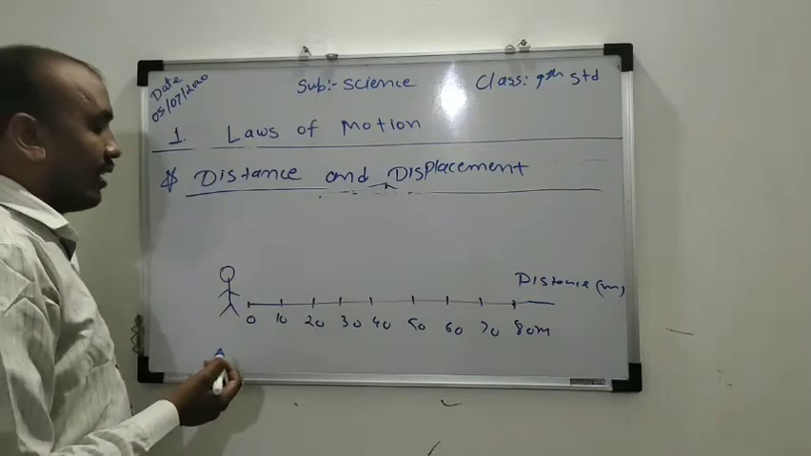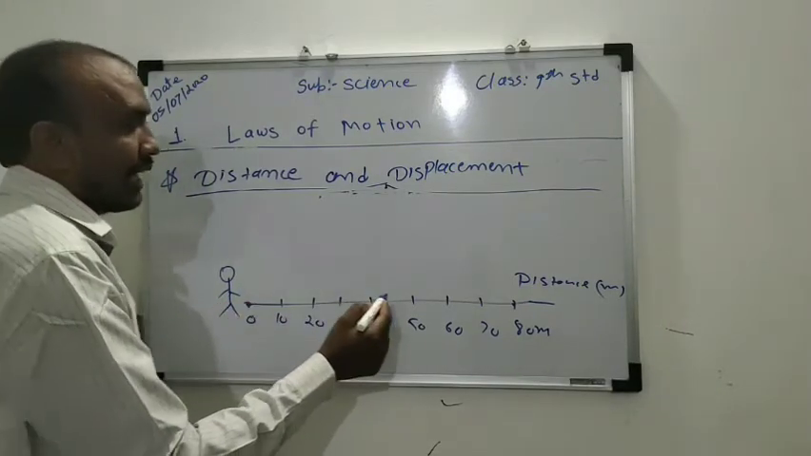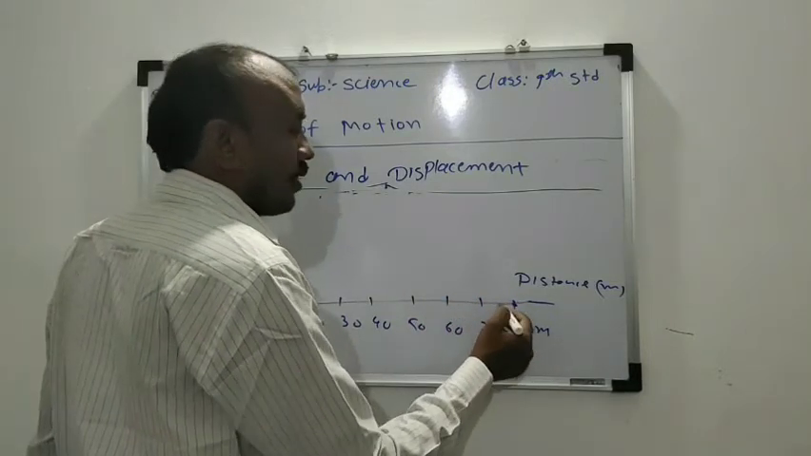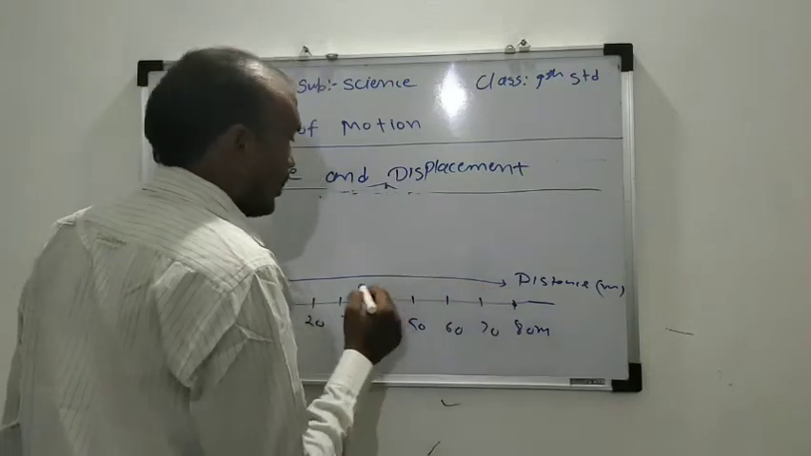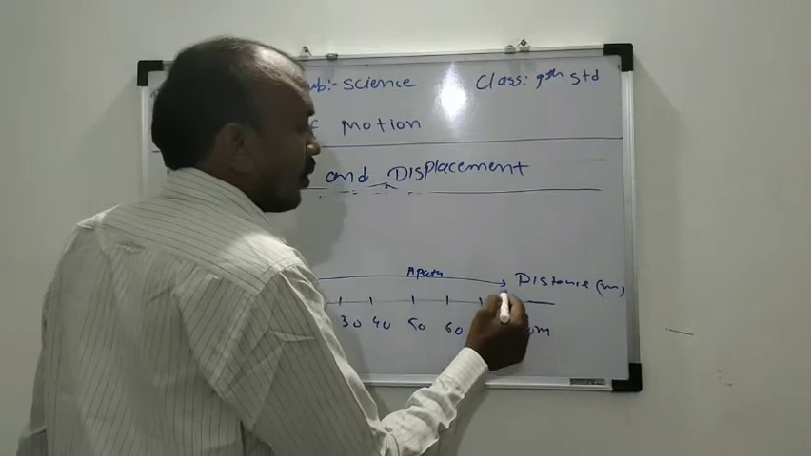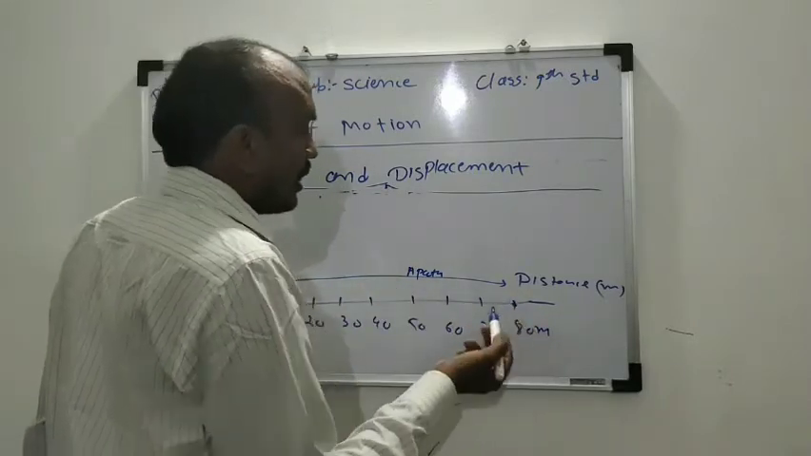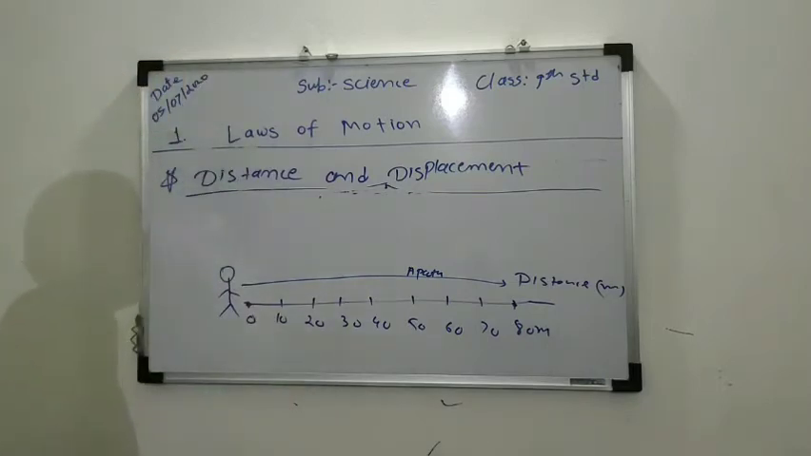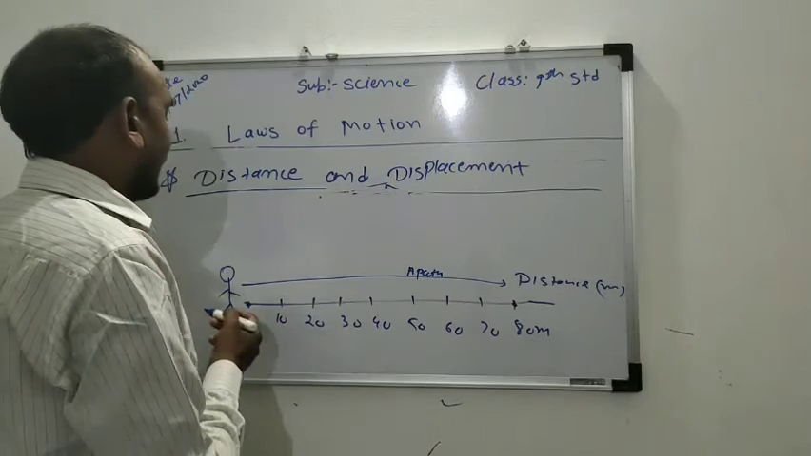Suppose this person is walking from 0 distance to here, 80 meters. This is the path traveled. So this person starts from 0 and goes to 80 meters. So what will be the distance? Yes, correct, 80 meters.